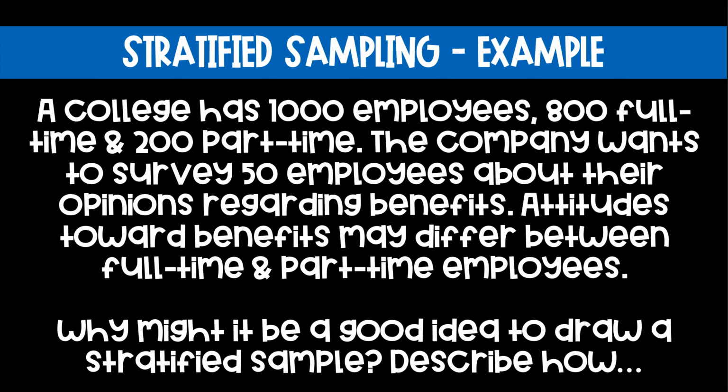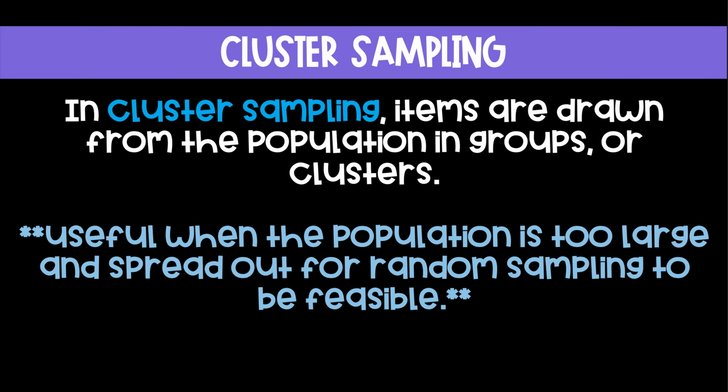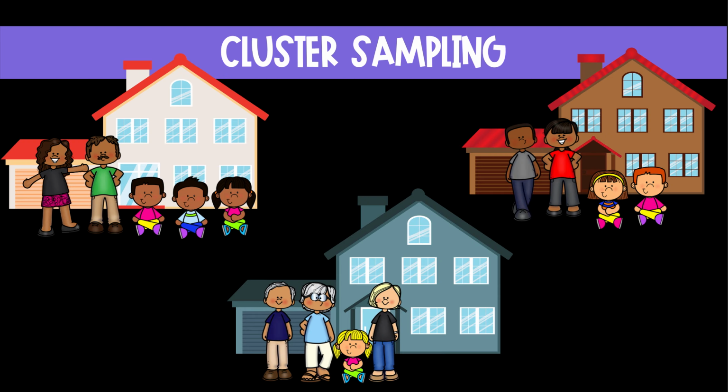Our next sampling method is called cluster sampling. Items are drawn from the population in groups or clusters. It's very useful when the population is too large and spread out for random sampling to be feasible. And the perfect example for cluster sampling is the census. They go, and from each household they survey people, or they collect data from a sample of the population using cluster sampling.